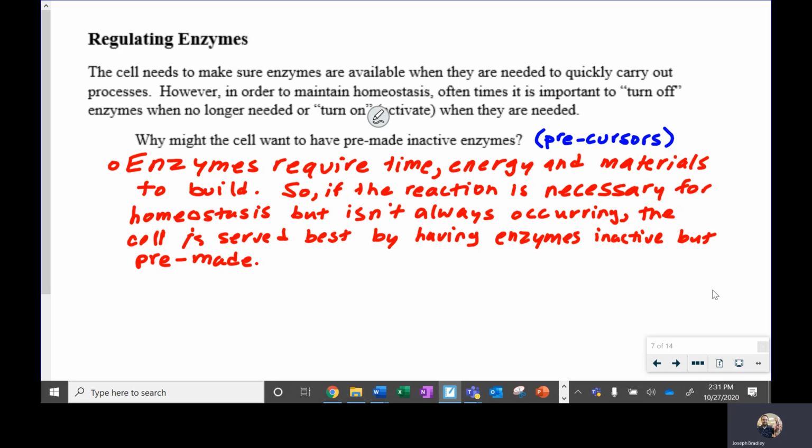enzymes are usually going to be produced, and one of the things your body does is produce enzymes, but then inactivate them. They might make precursors to the enzymes. Enzymes require time, energy, and materials to build. So if a reaction is necessary for homeostasis but is not needed all the time, they might form a precursor so that they can really quickly activate the enzymes when they're needed.